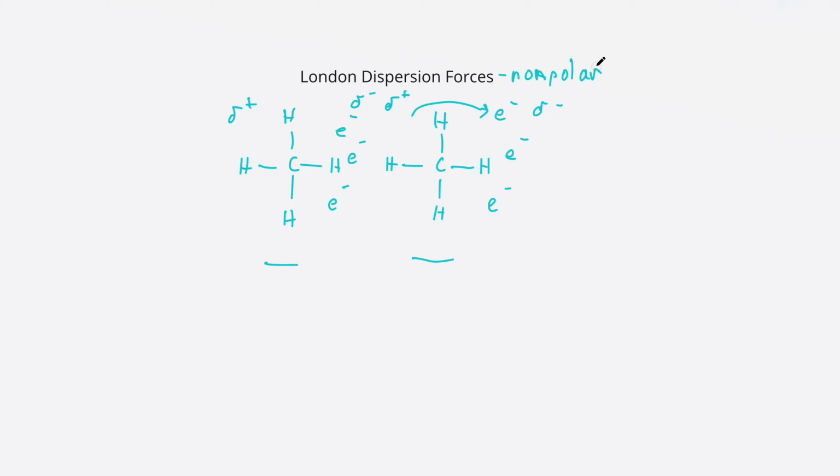And these interactions are really weak and really temporary. So after just a tiny bit of time passes, the electrons will redistribute and they'll be evenly distributed, and then you're not going to have these partial charges anymore. But it's still really significant because it leads us to be able to identify what nonpolar molecules are going to have stronger London dispersion forces.